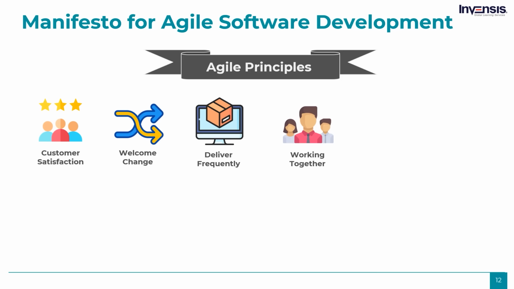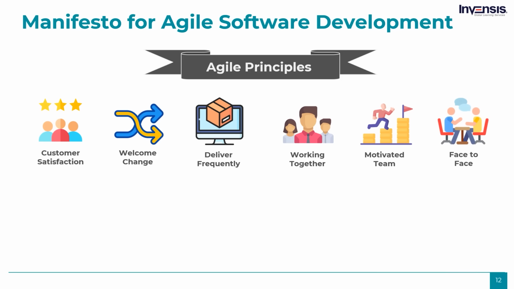Another principle states, business people and developers must work together daily throughout the project. There's also, build projects around motivated individuals. Give them the environment and support they need, and trust them to get the job done. And there's also the principle that states, the most efficient and effective method of conveying information to and within a development team is face-to-face conversation. One of the principles says, working software is the primary measure of progress.